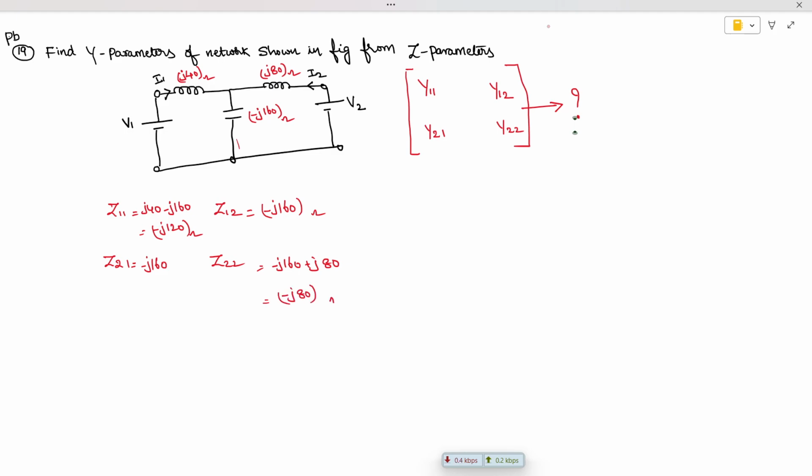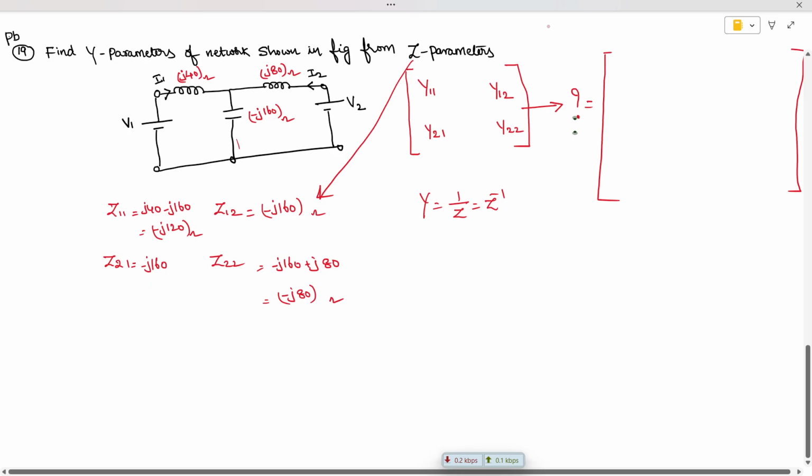So successfully we have found the Z parameters from the given analysis of Z parameters. So from this Z we need to find out Y parameters. So how to find out these Y parameters? The formula is Y is equal to 1 by Z. We need to find out Z inverse. So before finding the Z inverse, let's see the formula for this, how to represent it.